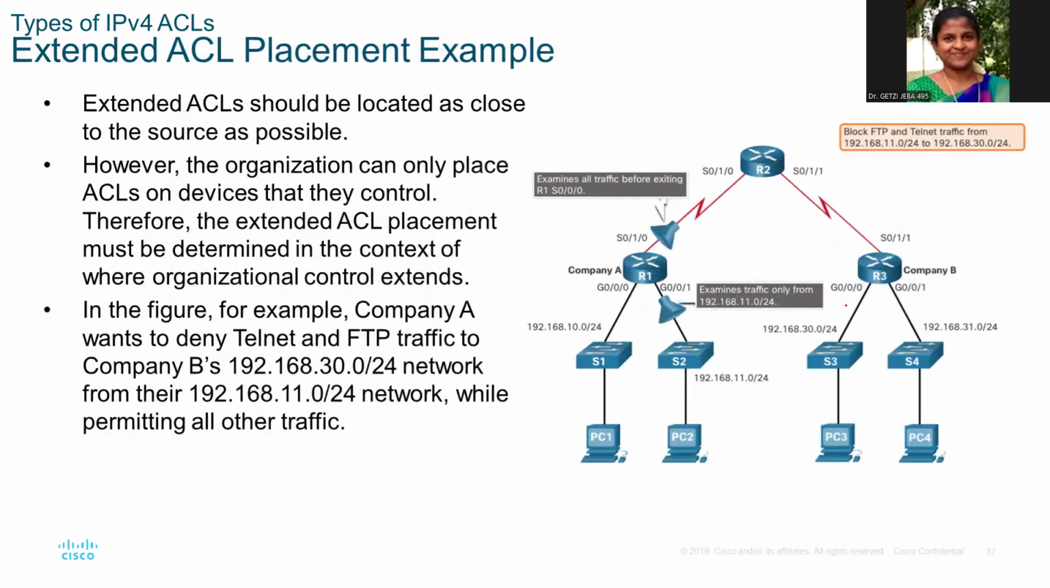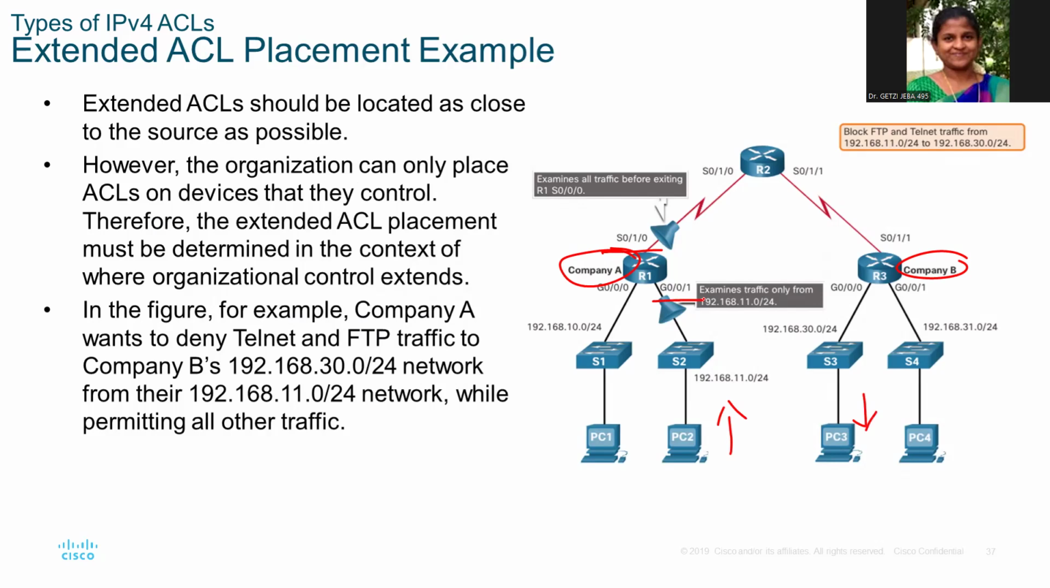Next is extended ACL. Here the problem statement is company A and company B. Company A doesn't want the telnet and FTP traffic of 11.0 to go to 30.0. It's an extended ACL, so obviously you will be doing it near the source. You can have it on S0 1/1 or gigabit 0/0/1.